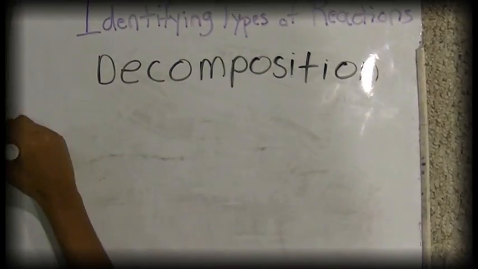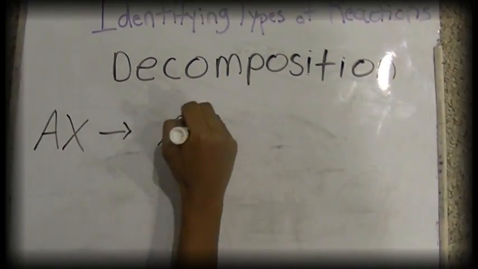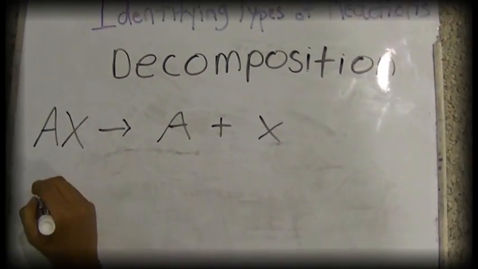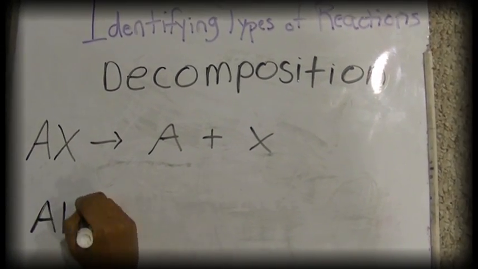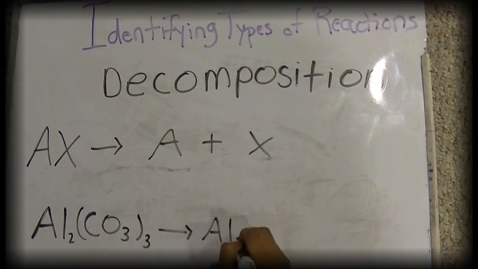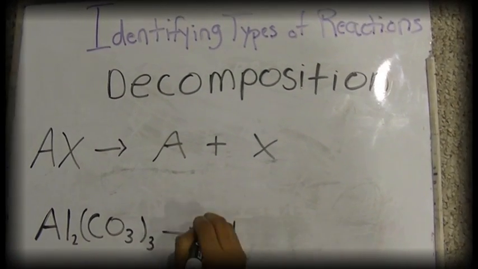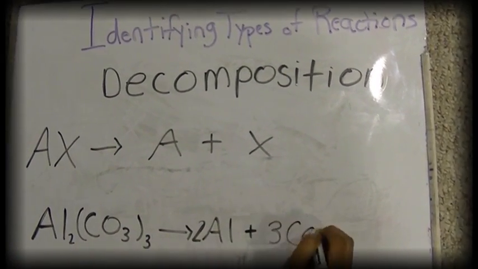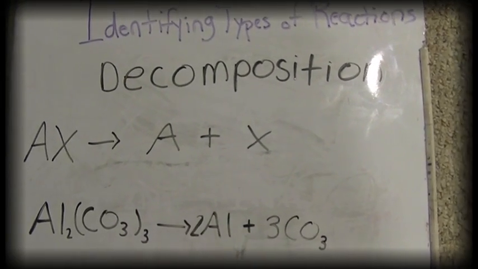Decomposition is a reaction in which a complex molecule breaks down into simple ones, such as a molecule breaking down into its individual atoms. This reaction can be identified by one reactant breaking down into multiple products. There is always only one reactant.